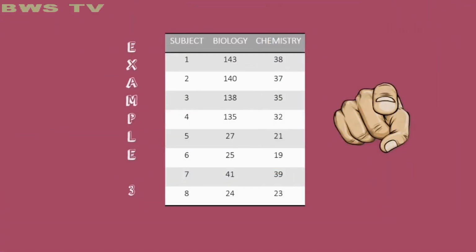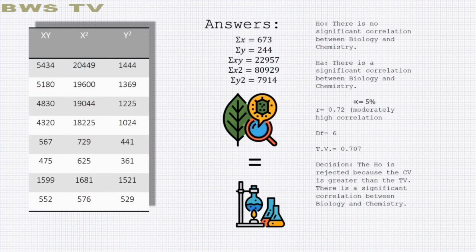For this third example, let's see if you can solve it. You can pause the video to give yourself some time. Okay, so I presume you've solved it, so let's see if your answer was right. We create the 3 columns, get the summations, substitute using the formula, and we get 0.72, moderately high correlation. Were you right? If not, it's okay, just practice and you'll get it.